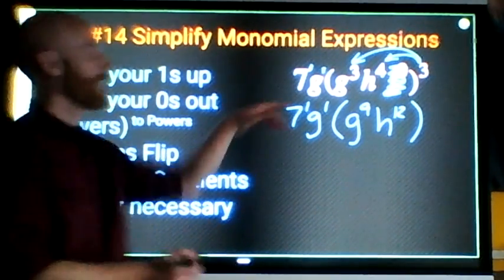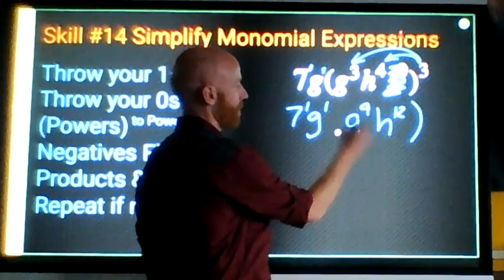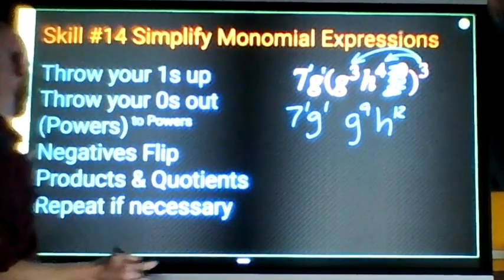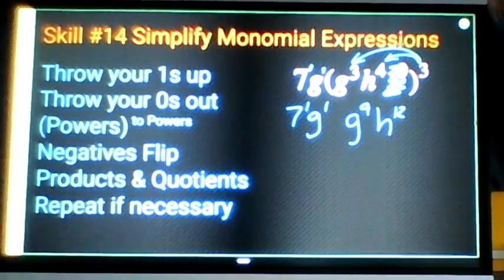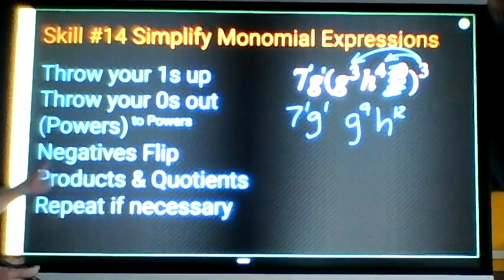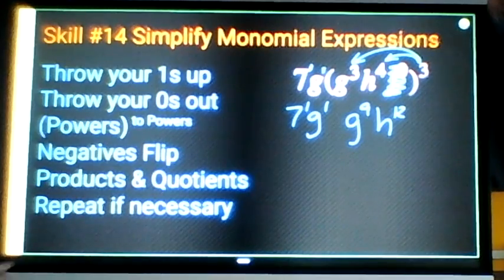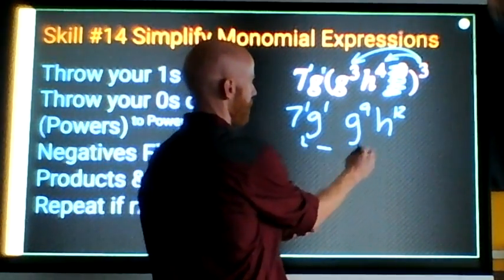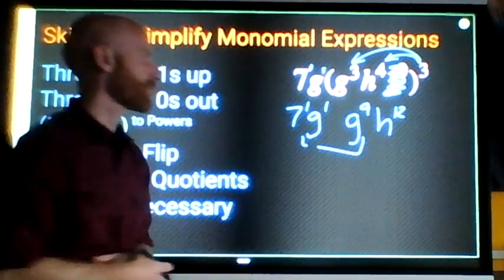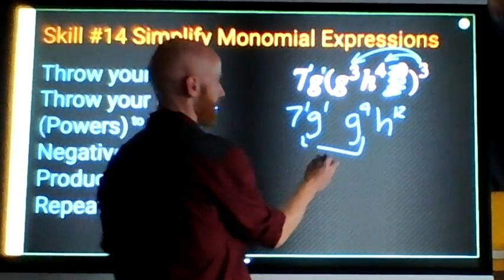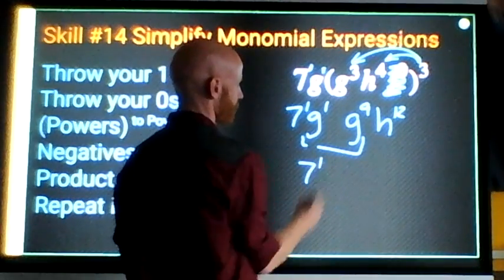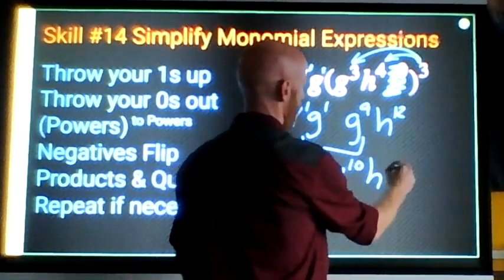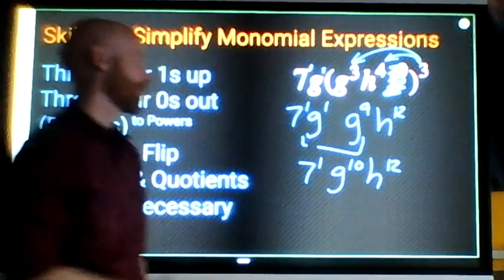Okay, after I've done that, actually, I can kind of get rid of my parentheses. So then negatives flip. I don't have any negatives here, so I don't have to deal with that one. Products and quotients. All right, I got a bunch of products. Okay, the only thing that I can really combine are my g terms. Nothing else will combine together. So 7 to the first, g to the 10th, h to the 12th will be the final answer.